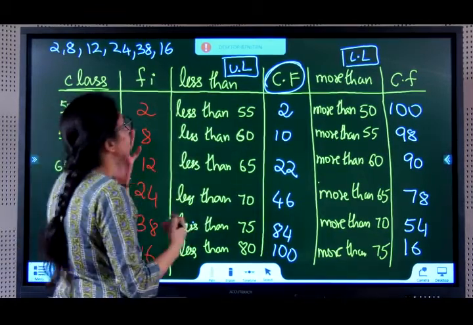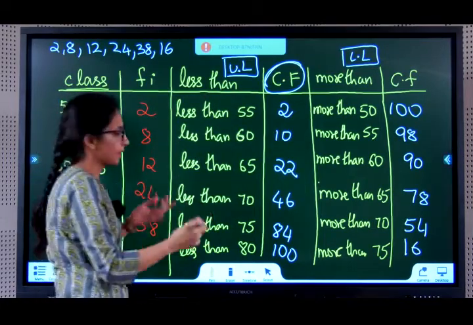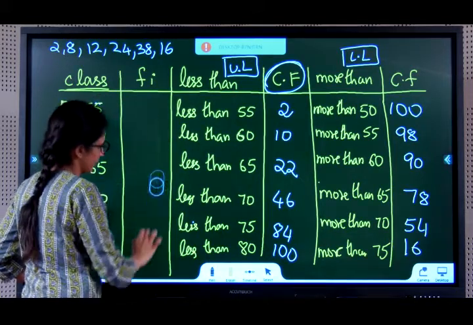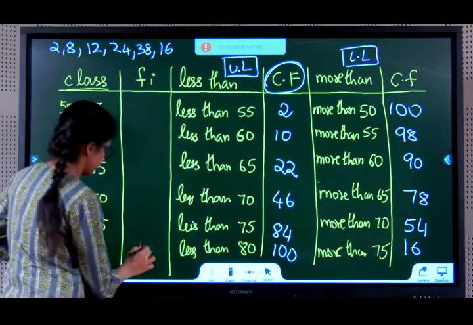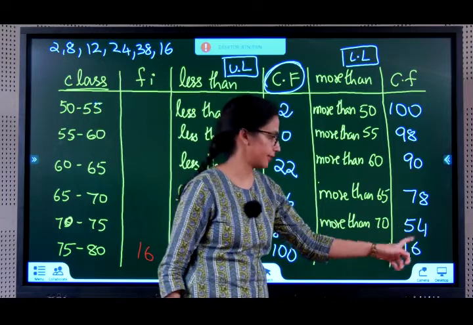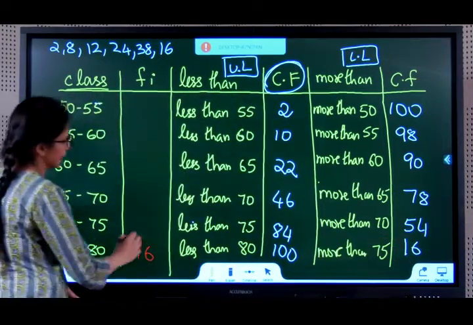Then how do we do it for more than? For less than, you go from top to bottom. For more than, you go from bottom to top. Let's see if we get the same answer in more than. 16. 54 minus 16. 54 minus 10, 44. 44 minus 6, 38.